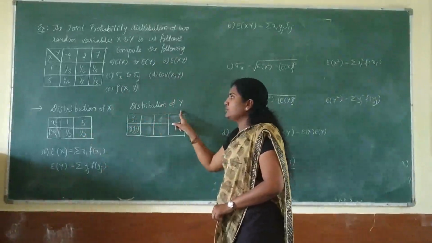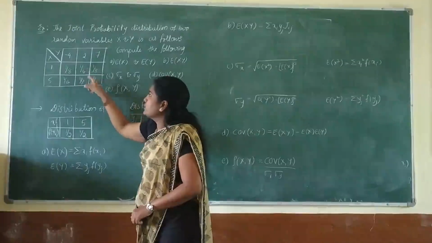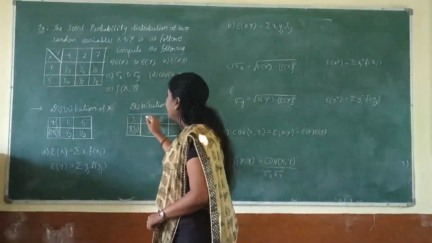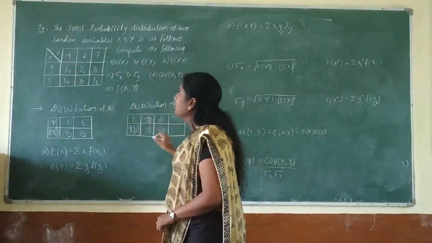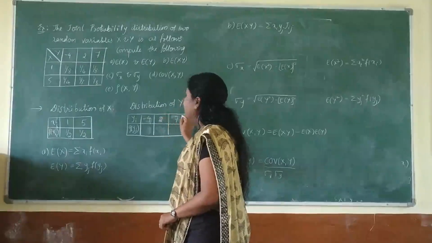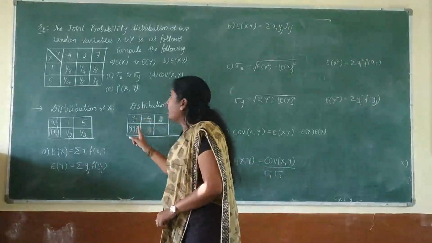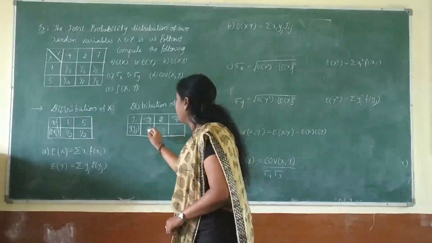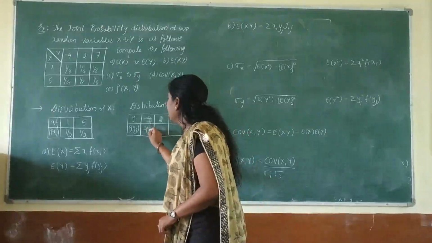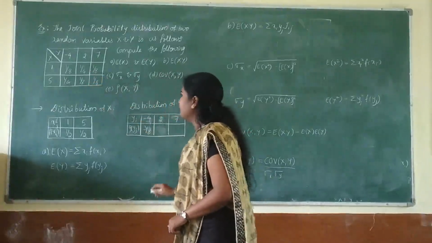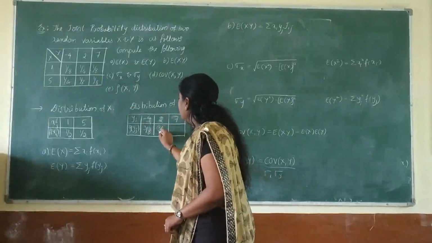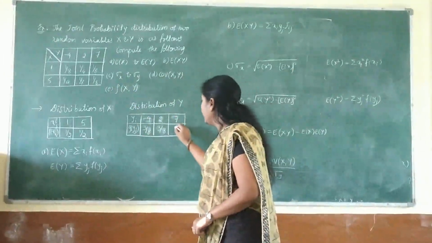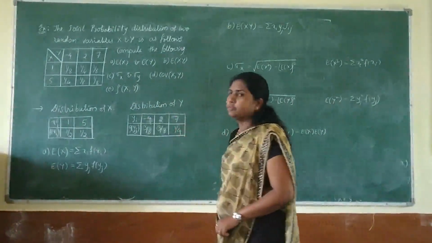Next for distribution of y, add the rows. Add these rows. 1 by 8 plus 1 by 4. First y is minus 4, 2, 7. G of y we are getting by adding the rows. 1 by 8 plus 1 by 4 is nothing but 3 by 8. Next 1 by 4 plus 1 by 8 is again 3 by 8. Next 1 by 8 plus 1 by 8 is 2 by 8, nothing but 1 by 4.